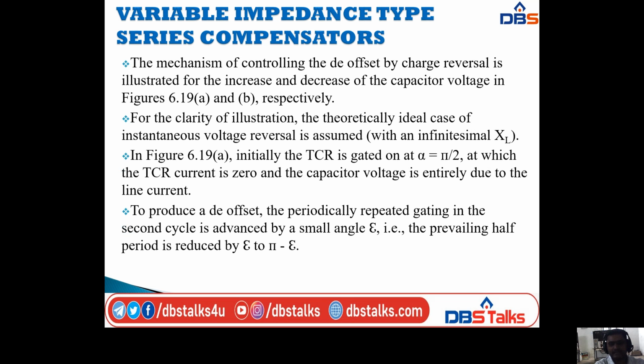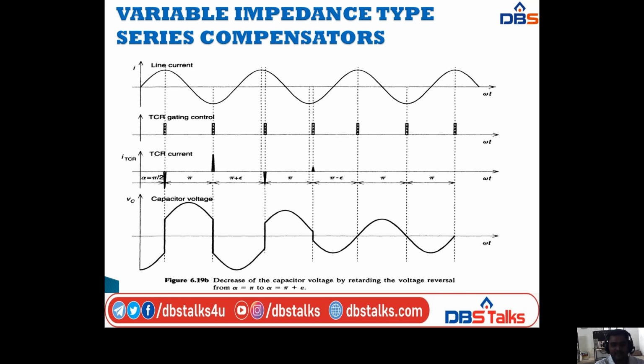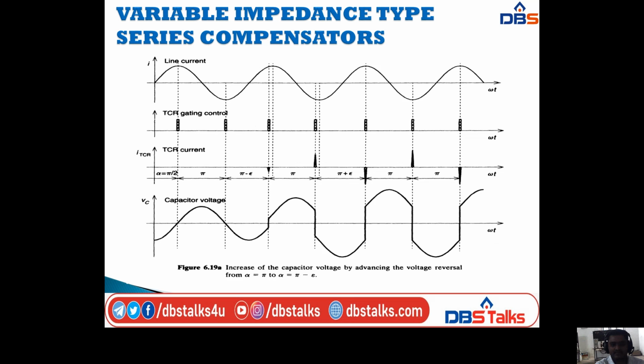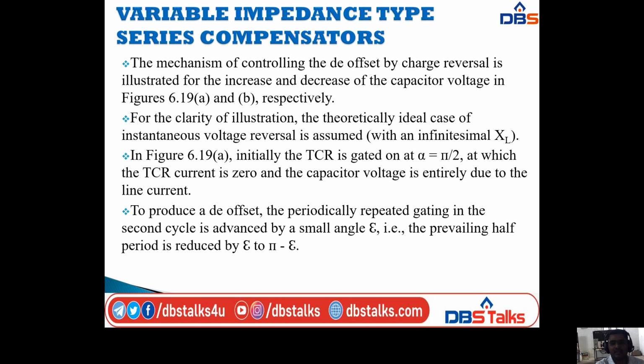The mechanism of controlling the DC offset by charge reversal is illustrated for increase and decrease of the capacitor voltage in the two diagrams, that is 6.19a and 6.19b. For the clarity of illustration, the theoretically ideal case of instantaneous voltage reversal is assumed.